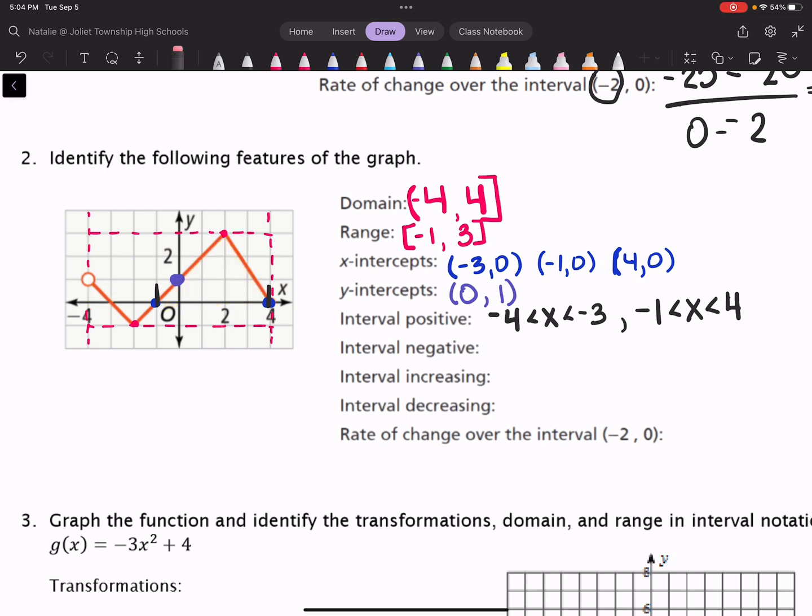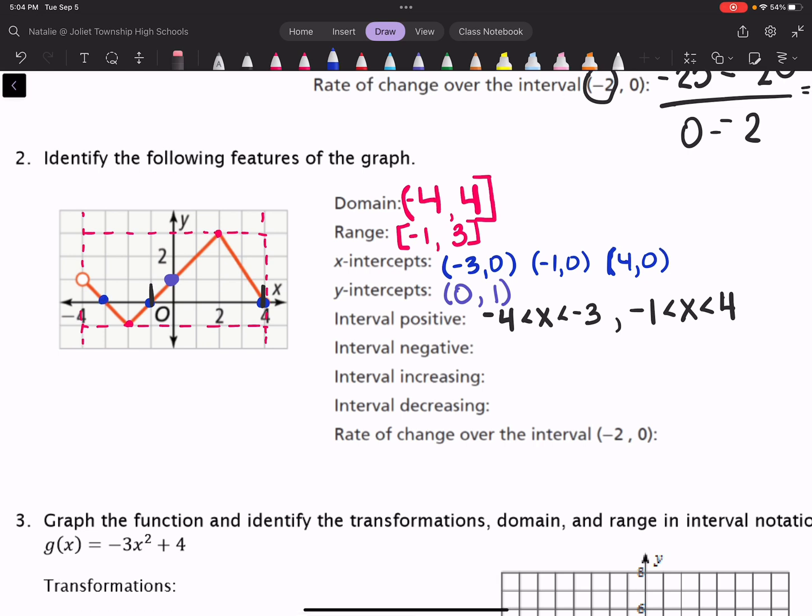Our next portion is our negative interval. So this is where our function is below the x-axis. So our function is negative when x is between -3 and -1. So when x is greater than -3 but less than -1.